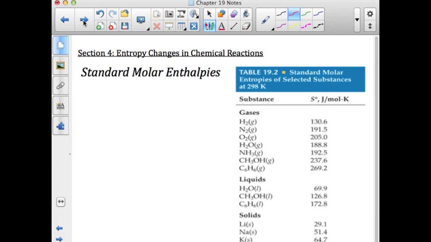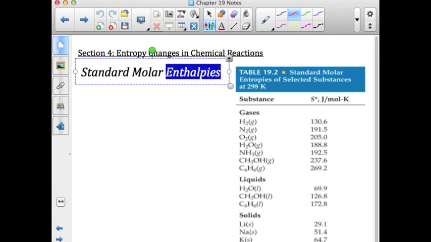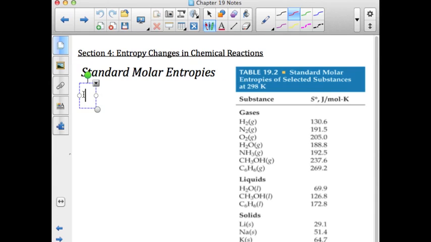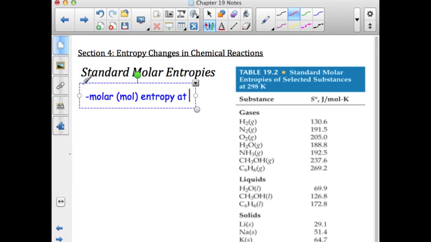Alright, section 4, we'll look at entropy changes in chemical reactions. And yours should say standard molar entropies. Yes, standard molar entropies. Unfortunately, I said standard molar enthalpies, meaning entropy, thank you. I'll do that a lot. Meaning, that's your entropy for something, a mole of it, at some standard that we set. So that's kind of what we're getting at here. These are going to be molar, meaning a mole, entropy at set standards.